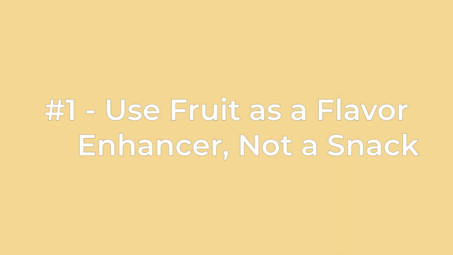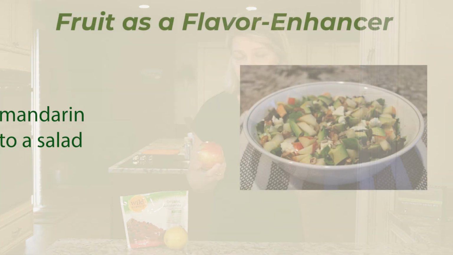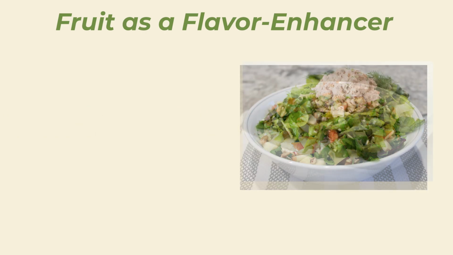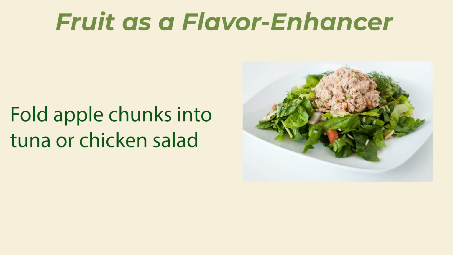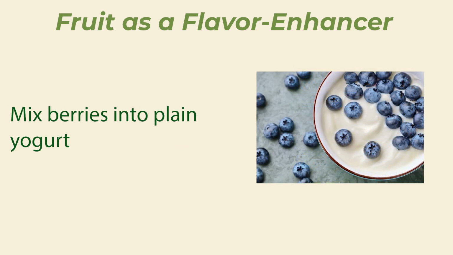The best first step is to change how you look at fruit. You'll find it beneficial to think of fruit as a flavor enhancer, not a snack. By doing this, you enjoy the natural sweetness of fruit in naturally smaller quantities. So instead of grabbing a whole apple or a mandarin orange as a snack, add slices of these fruits to a salad. Fold a few chunks of apple into tuna or chicken salad. Place slices of lemon in water or unsweetened hot or iced tea, or mix frozen berries into plain yogurt.